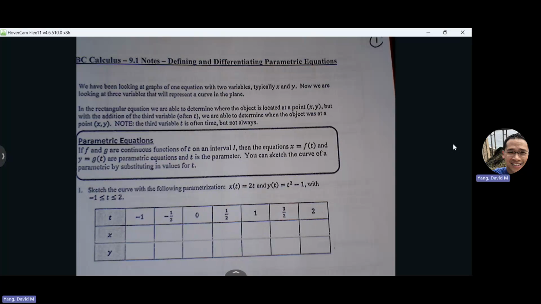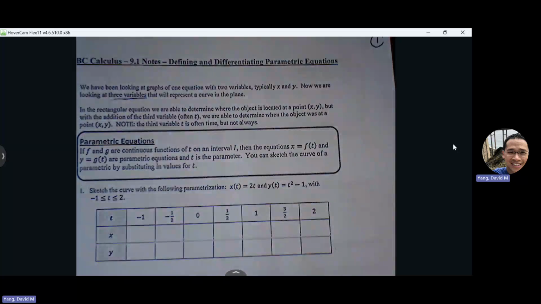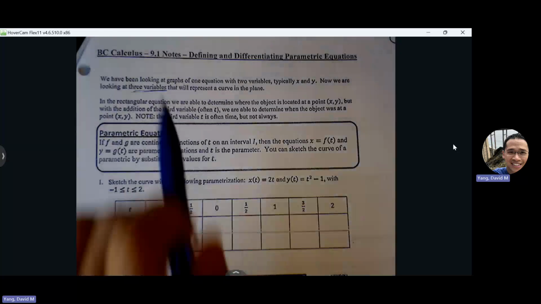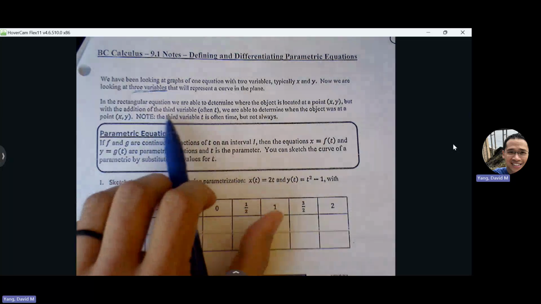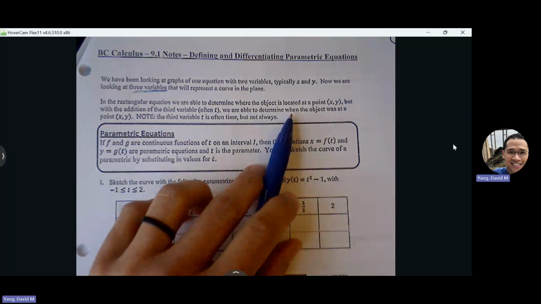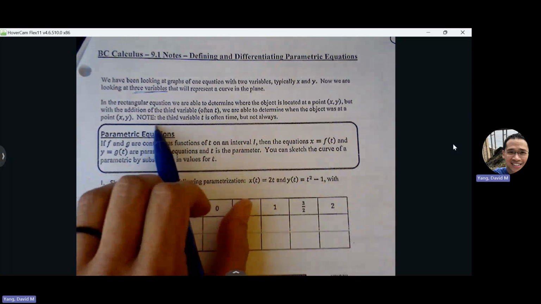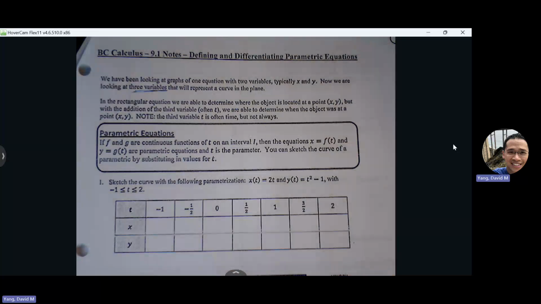Okay, so we've been looking at graphs of one equation with 2 variables, typically x and y. And now we're going to look at a third variable that will represent a curve in the plane. So in the rectangular equation, you are able to determine where the object is located. But with the addition of the third variable, often variable t for time, we're able to determine when the object was at that point. The third variable is often time, but not always. But for us, it'll pretty much always be time.